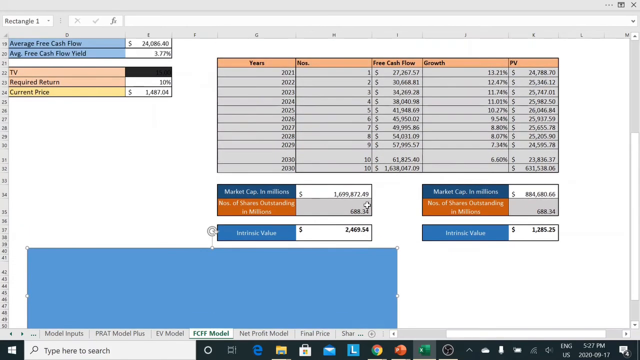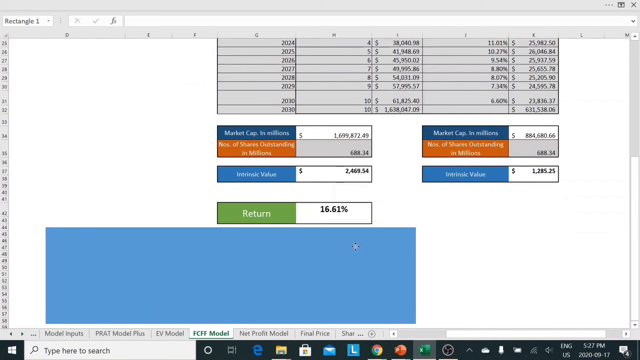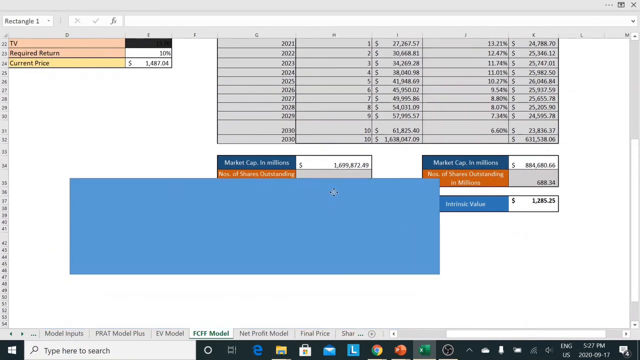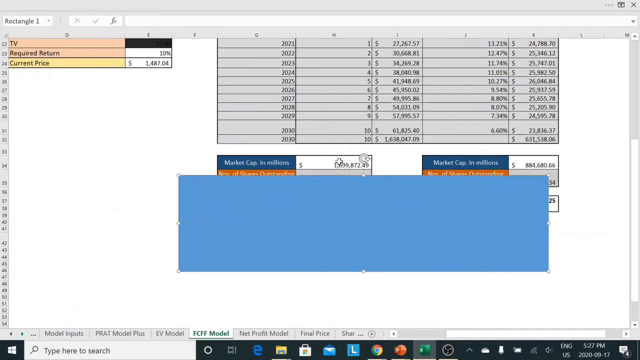of the Google stock based on this model, and the return is coming to 16.61%. So now I have the price and the return. Let's get all these things together and see what my intrinsic value and the price are, right?